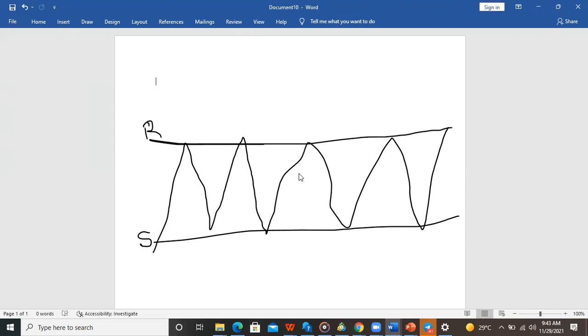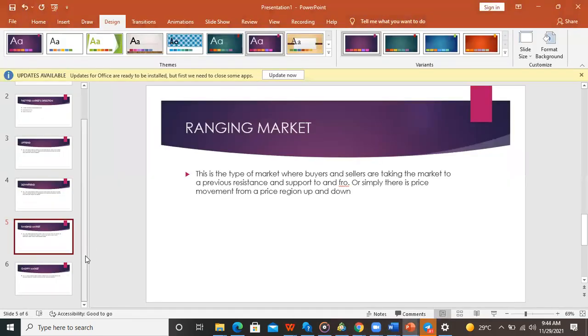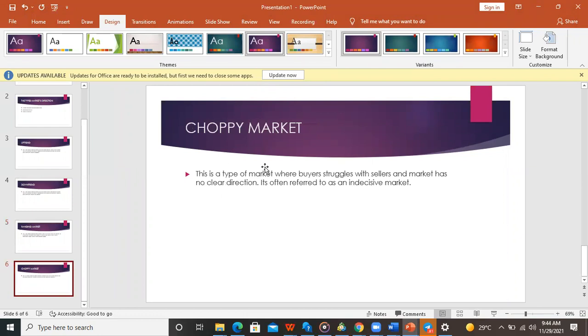So this is a ranging market. We have our resistance here, and then we have our support here. All right, so this is about the ranging market. So let's go to the next one, which I think is the final one. We have what? The choppy market. So let's say you open your broker, and then how do you identify a choppy market? Now this is a type of market where buyers struggle with sellers and the market has no clear direction. It's often referred to as an indecisive market.